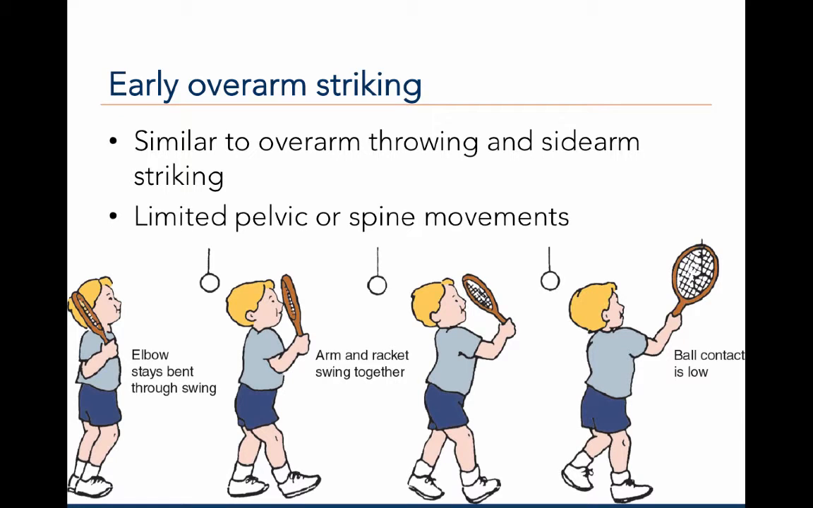Early overarm striking is similar to throwing and sidearm striking in that there is either no step or a homolateral step, meaning that if I strike the ball with my right arm, I step with my right leg. There is very little trunk movement. The arm extends forward without a backswing. The arm and racket move together and the elbow stays bent throughout the swing phase of the movement.